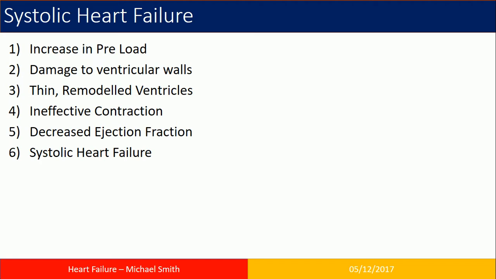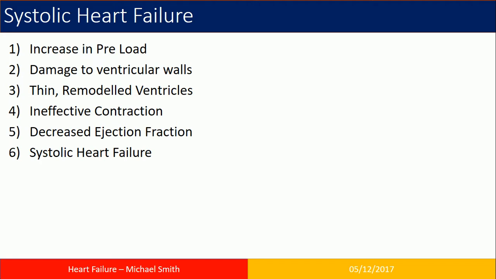This is also the type of heart failure you see when you have a myocardial infarction, because although there's no initial increase in preload, you do have the damage to the ventricular walls, and you sort of start at step 2. You have the damaged walls, which become thin and remodeled, and you can't pump blood as effectively because the tissue around it has died.